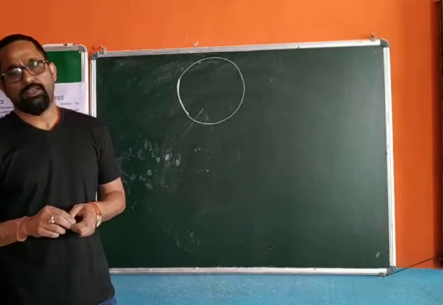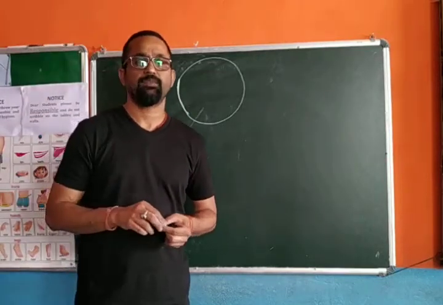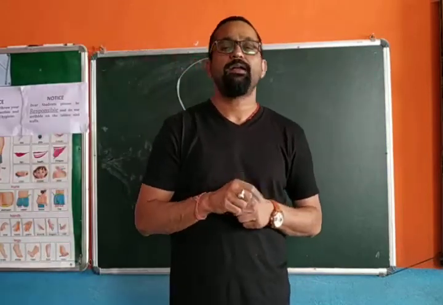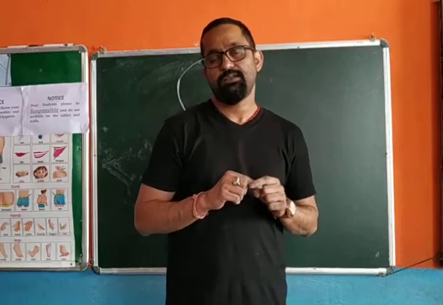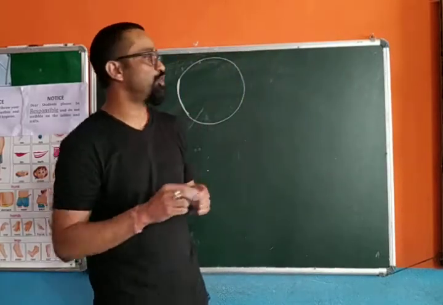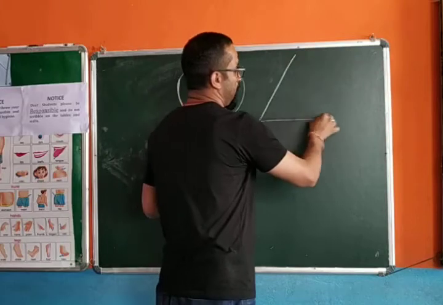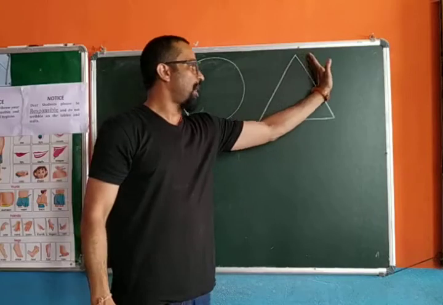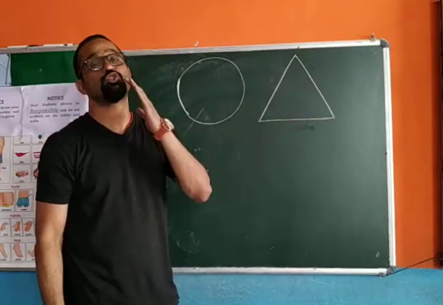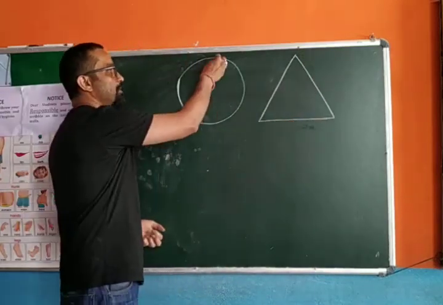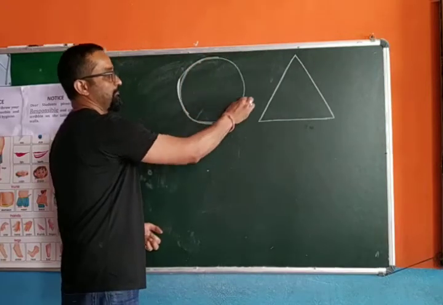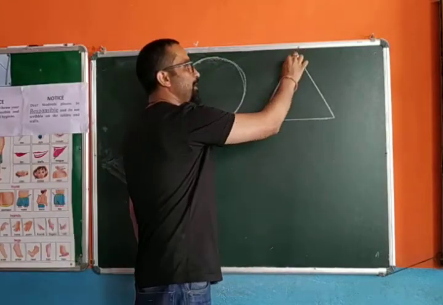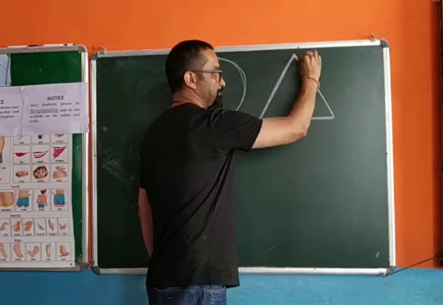The second one is called linear boundary. The boundary of a closed figure bounded by straight lines is called linear boundary. A triangle has a linear boundary because the triangle itself is bounded by straight lines. Curvilinear boundary, boundary which is in curve form. Linear means straight lines.